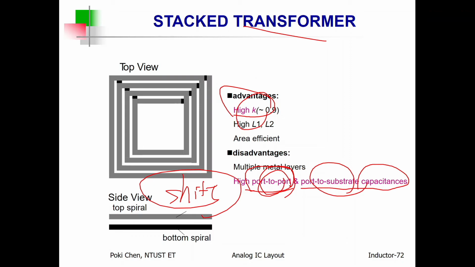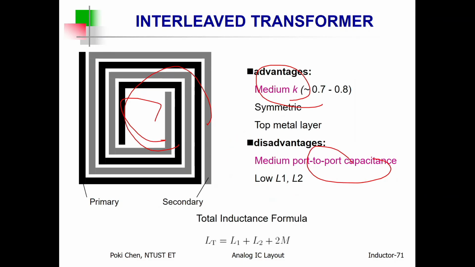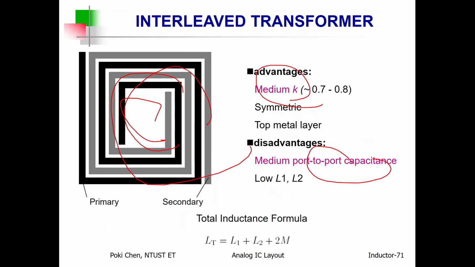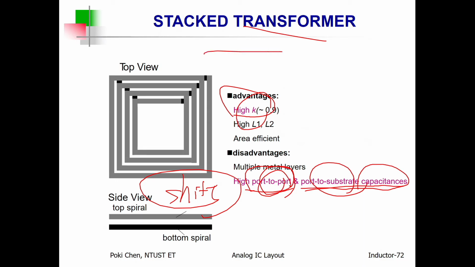And why is the port-to-substrate capacitance also increased? Because the tapered and interleaved ones only use the top metal. But for the stacked transformer, you need 2 layers, the top one and the next to top. And the next-to-top layer is close to the substrate. In this way, the port-to-substrate capacitance will be increased.